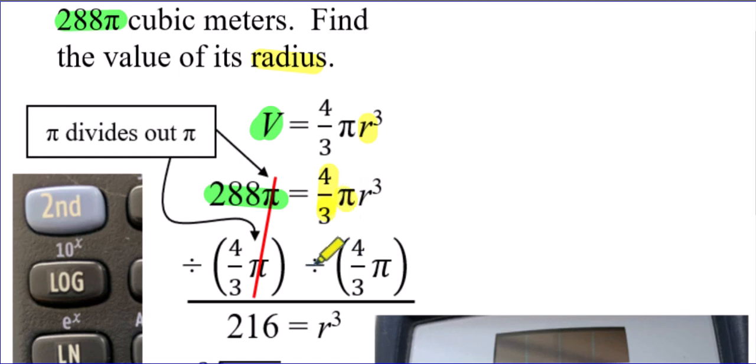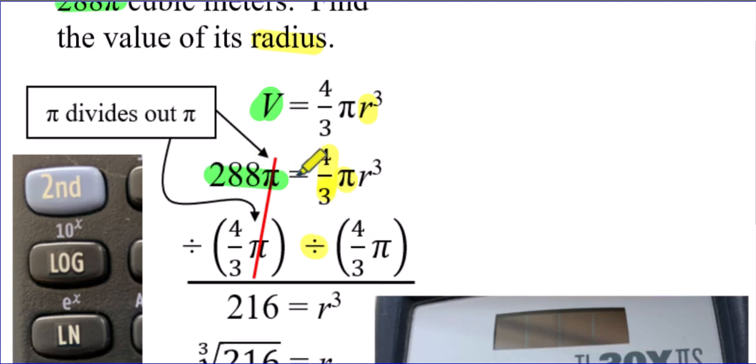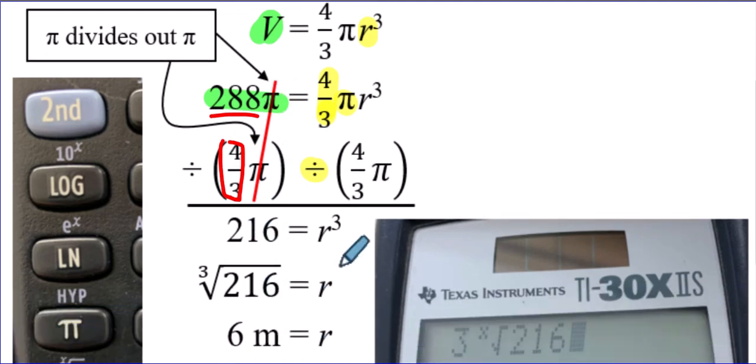So I'm going to do the inverse of multiplication, which is division. But here's what makes this interesting. 288 pi divided by 4/3 pi, the pi divides out the other pi. So in your calculator, the only thing you have to do is take 288 and divide by the 4/3. That's it. Pi keys aren't even needed because the pi's divided themselves out. So that would give you 216. Now, let me introduce you to a brand new inverse operation. The inverse of taking a number to the third power is the cube root.